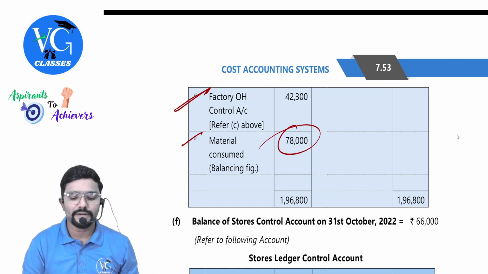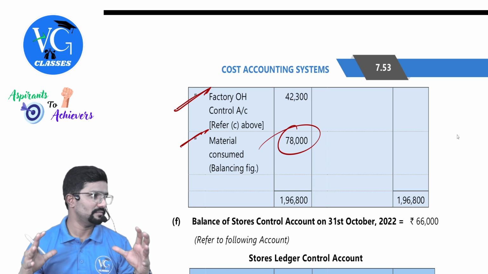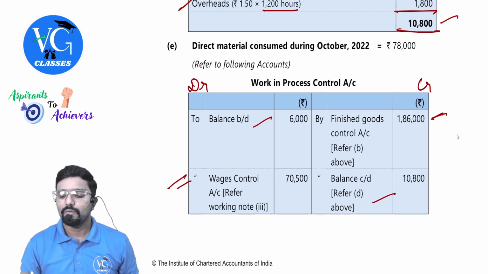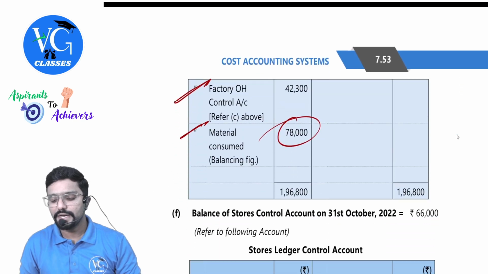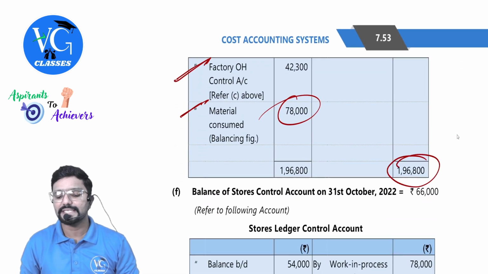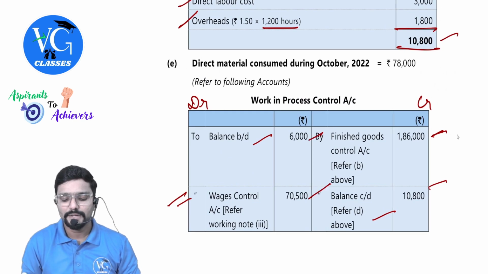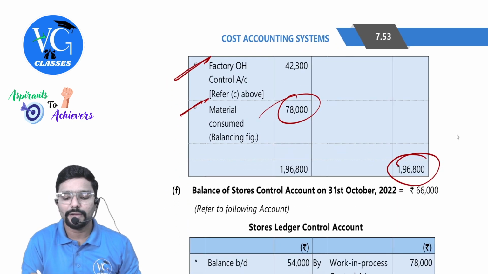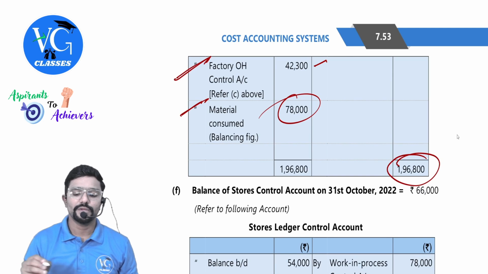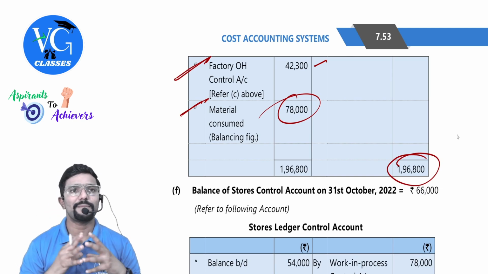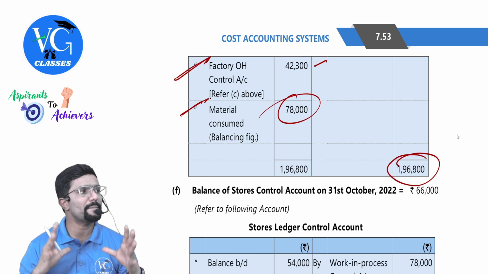Now the balancing figure, material consumed, means direct material. Sir, how can we calculate it? 186 plus 10,800, you will get 196,800, minus the debit side, guys. Minus 6,000, minus 70,500, minus 42,300. You will get 78,000. That is our balancing figure here.